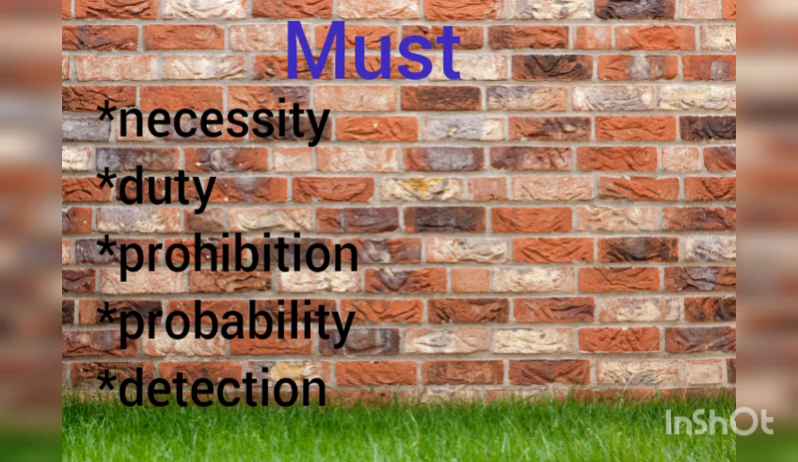Prohibition, you must not criticize. And for probability, the man who came must be a stranger. And for deduction, it must be a planned robbery. Okay, so these are the modal verbs, right?